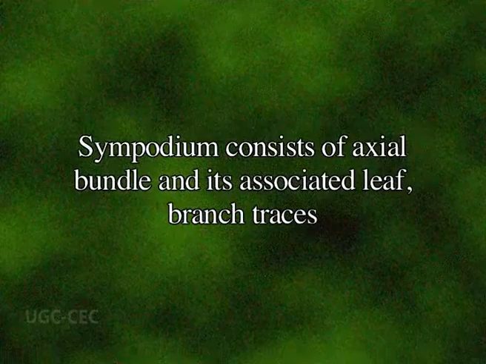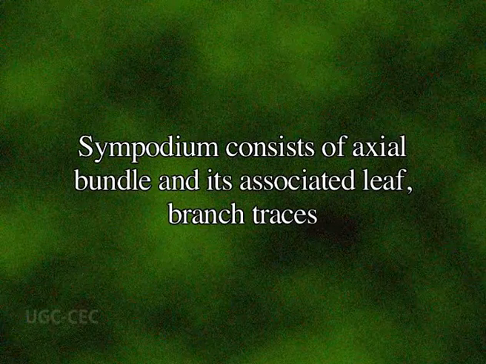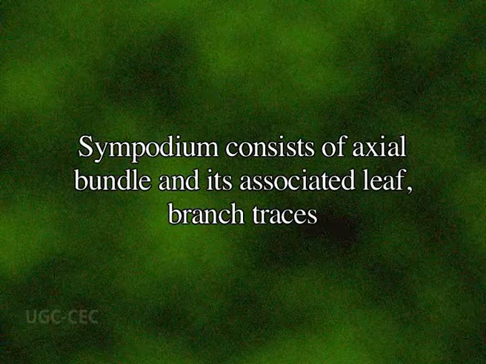A sympodium consists of an axial bundle and its associated leaf and branch traces. In some plants, the leaf traces form sympodia that are independent of one another. In others, the different trace complexes are interconnected. In monocotyledons, the common plant is the so-called palm type, where the leaf traces of a single leaf can be roughly divided into small and large.